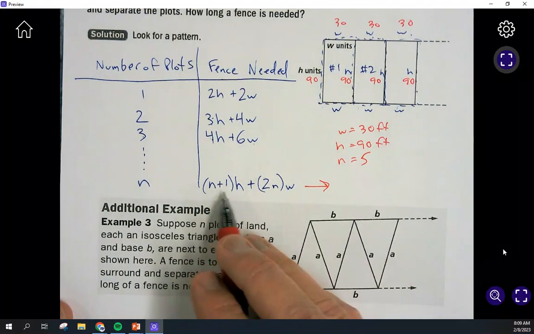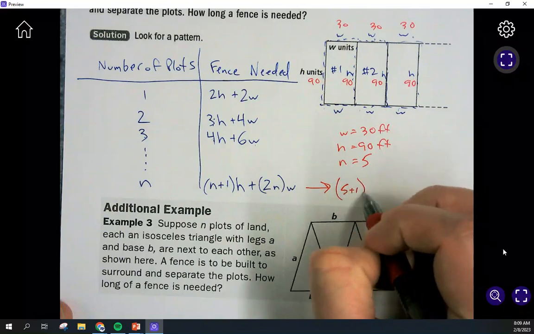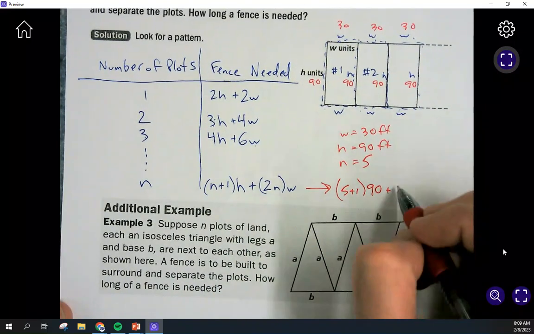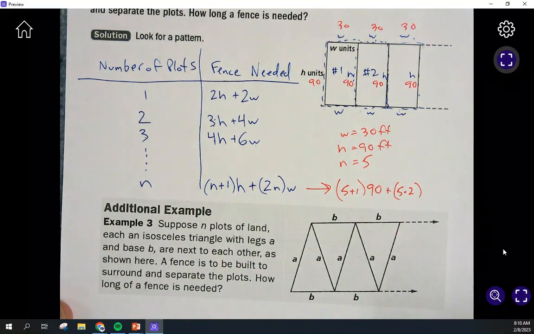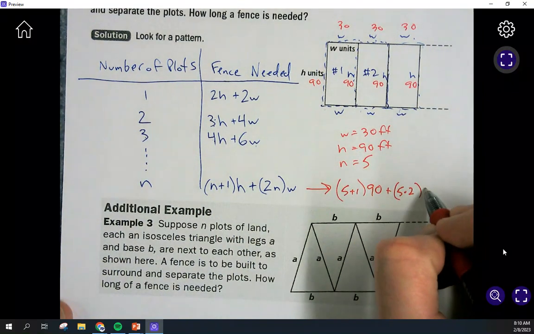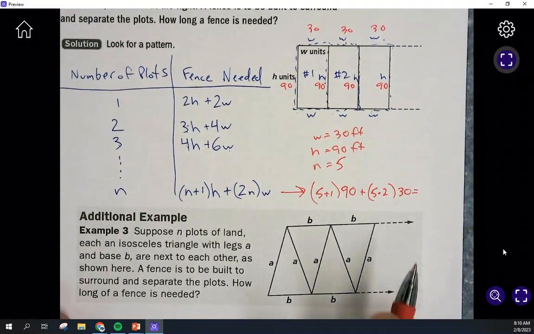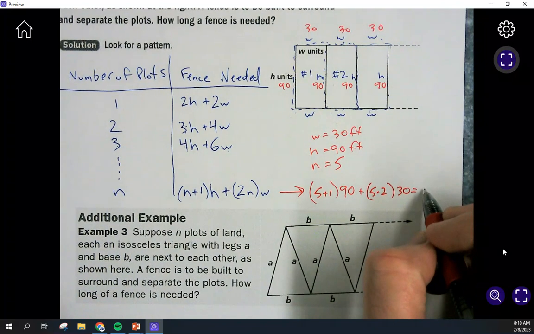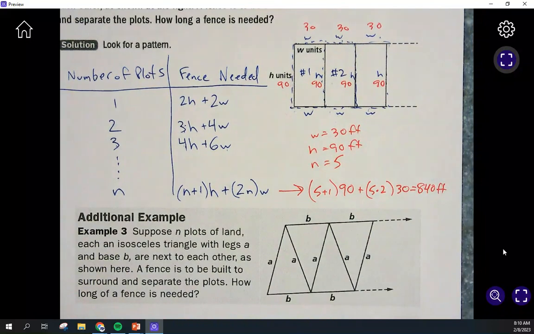I have 5 plots. How much fence? Well, all I got to do is grab this formula that I created. N plus 1 is 5 plus 1 times h, which is 90. And then I would add 2 times the number of plots, so this would be 10. I'm going to write it out though so you can see where everything went. It's 5 times 2 times W, which is 30. And that would give you your total amount real quick and easy without having to sit here and add. And I've already ran those numbers for you. This comes out to 840 feet of fence.